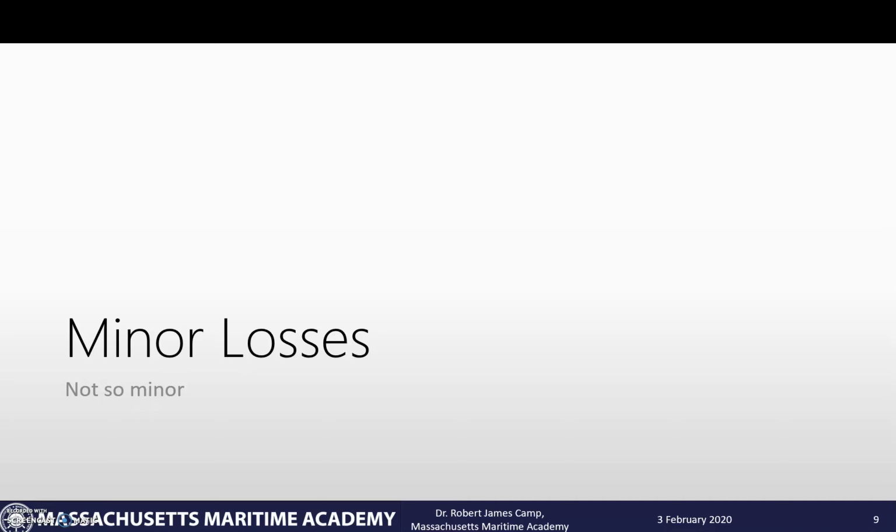The reason that I don't like the term minor losses is that minor makes them sound small, but minor losses could add up to be more losses than the major losses themselves. I prefer the term local losses, but I'm not writing the textbook, so this is what we're going to use.